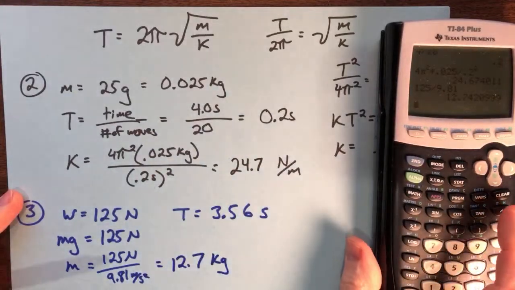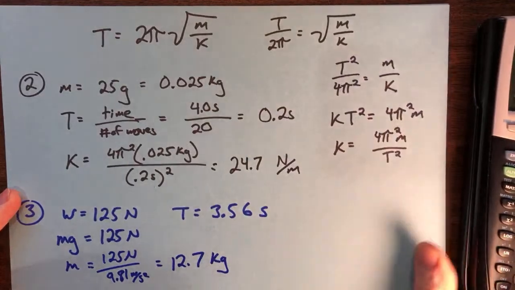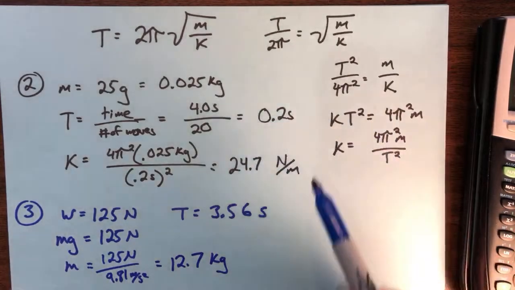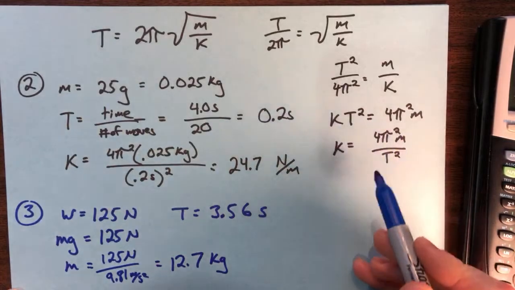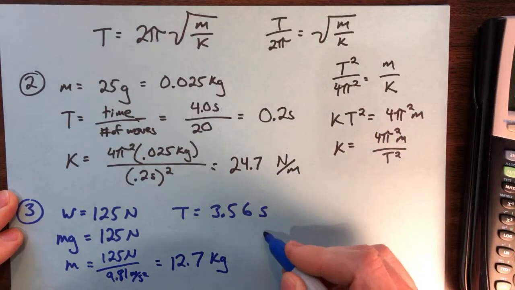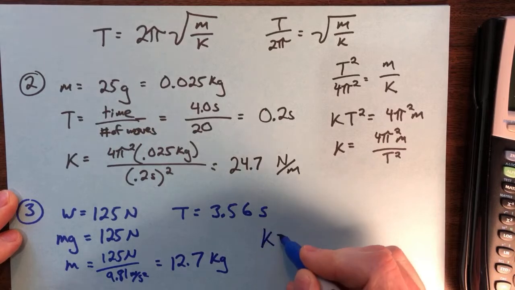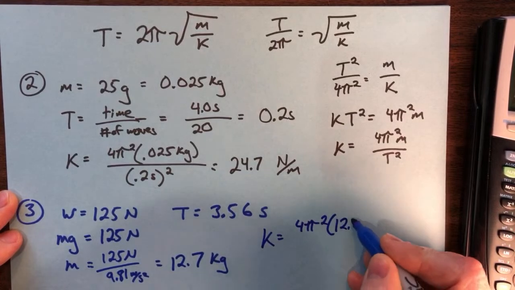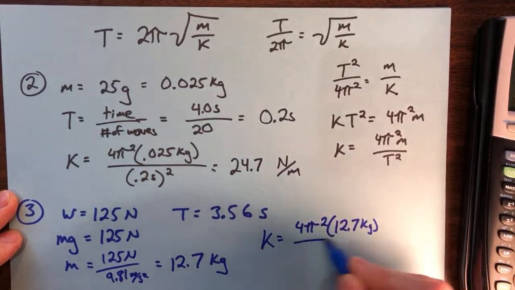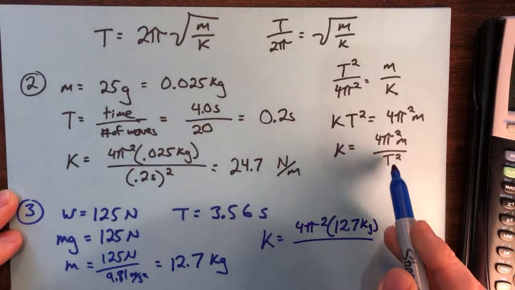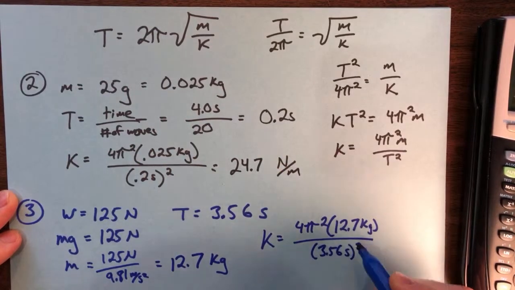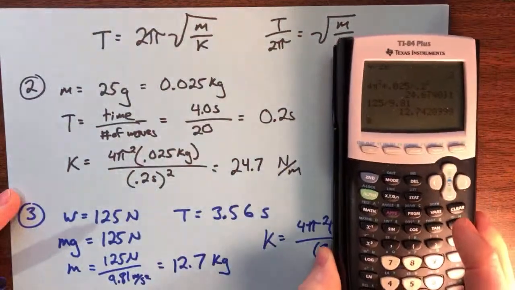Now that we have that, we've got a period, we've got a mass. We can go ahead and just plug this into the equation. What are we solving for in this case? It's saying what is the spring constant? So it's the same exact form of the equation that we did before, right? K is 4 pi squared m over t squared. So I'm going to go ahead and plug that in. K is going to be 4 pi squared times the mass of 12.7 kg over your period squared, 3.56 seconds squared. So let's do that.